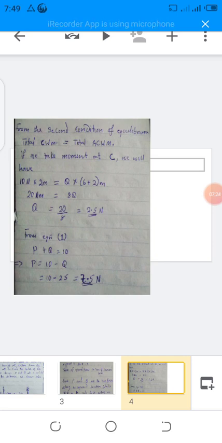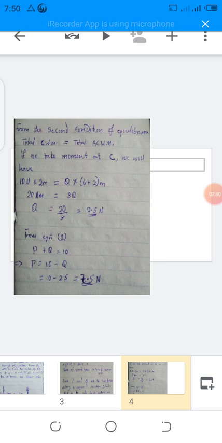Now if you go to reaction Q, the distance of reaction Q to support D, because support C is still remaining there, it's only support D that will be removed. So the distance of reaction Q from support C is 6 plus 2 meters.